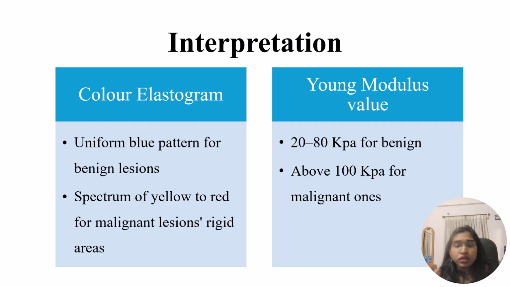Then coming to the Young's modulus value. If the Young's modulus value is between 20 to 80 kilopascal, then it's a benign lesion, and if it is above 100 kilopascal, then it is most probably a malignant one.